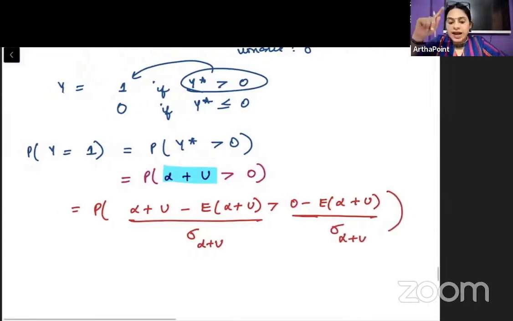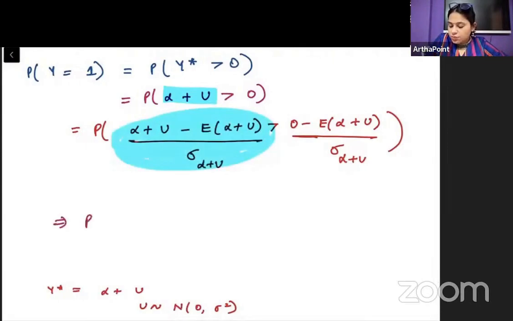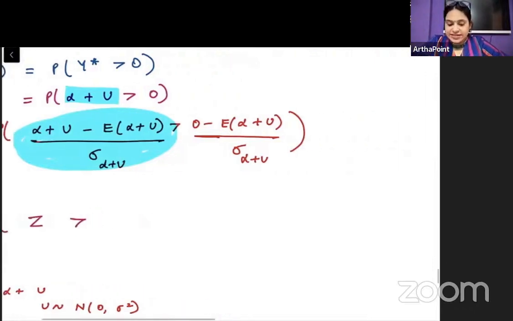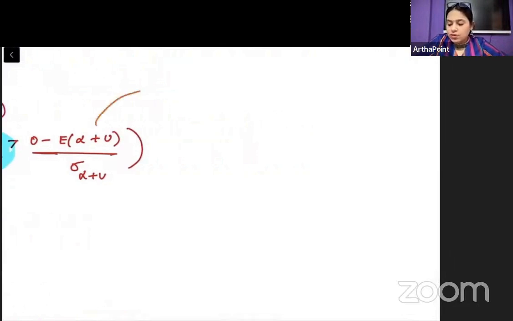So when I subtract its expected value from both sides and divide by the standard deviation, I will be able to convert this into the z variable, right? Now, the left hand side that you see here is nothing but z. Probability z greater than... And now I need to solve the right hand side. This is very simple to solve. Look into the numerator.